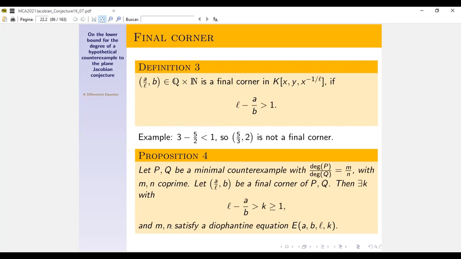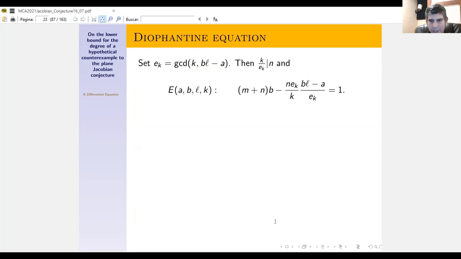Remember, the degree of P over the degree of Q, the quotient, is equal to M over N. And the order of P is R to the M, the order of Q is R to the N. So these are the numbers. And not every number can occur once we have the possible final corner. Only M and N satisfying the Diophantine equation, which is somehow complicated.